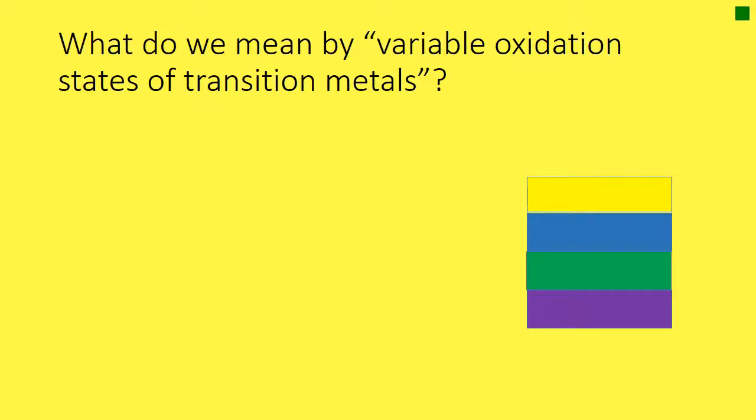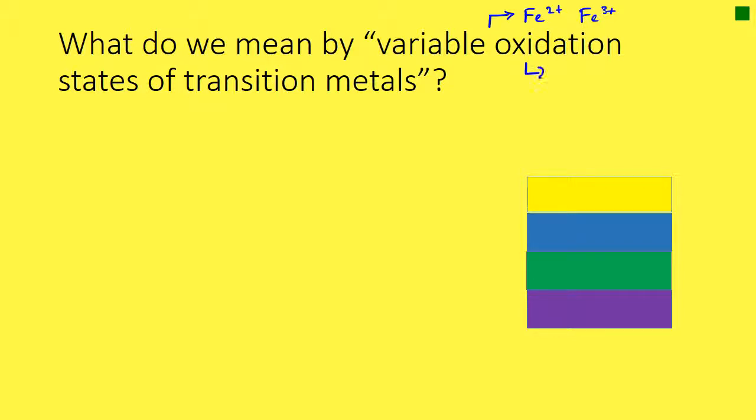Well, from an earlier video, you'll remember that transition metals can be of different oxidation states, and the most common example probably is iron, which can exist as an iron 2+ ion and an iron 3+ ion. So we've got two different and therefore variable oxidation states of iron, and that's what we mean by variable oxidation states. And these reactions are redox reactions.